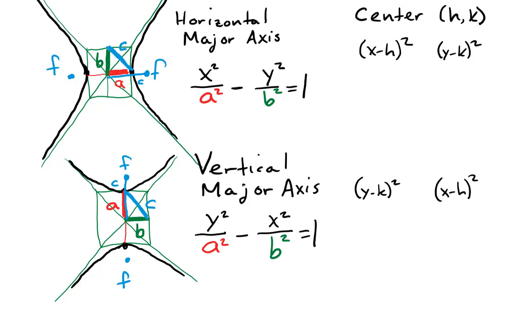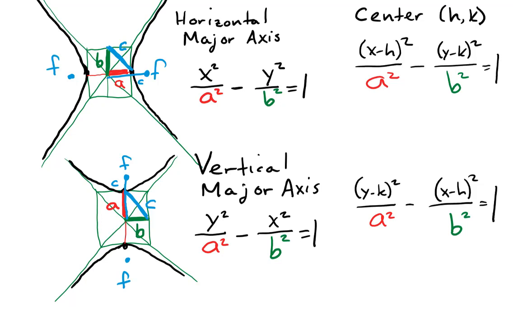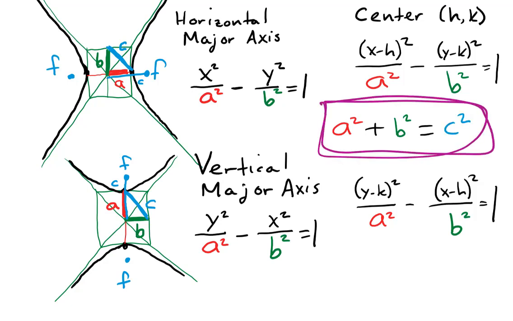The one under the x squared term always tells how far the central rectangle goes to the left and right of the center, and the one under the y squared term always tells how far the central rectangle goes above and below the center. The one that is positive corresponds to the major axis, which has both the vertices and the foci. The one that is subtracted corresponds with the minor axis. In the next video, we will use these equations to graph some hyperbolas.